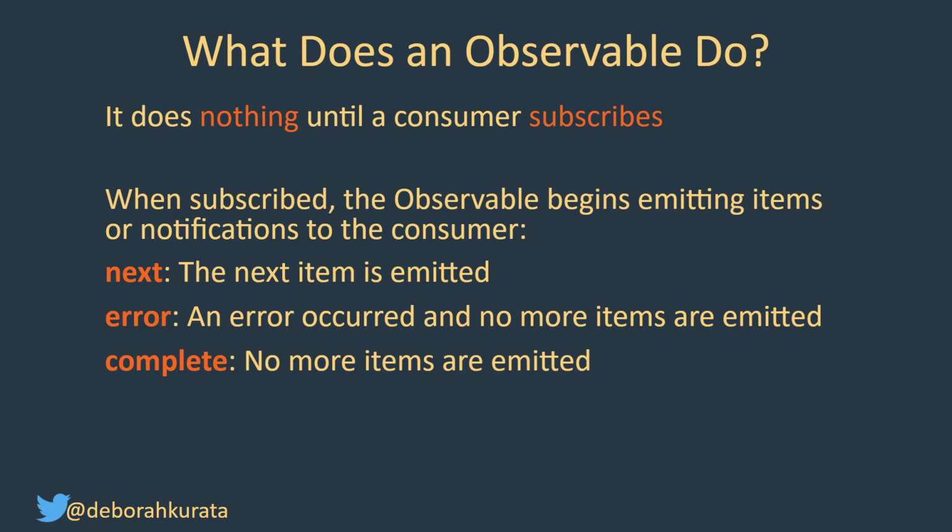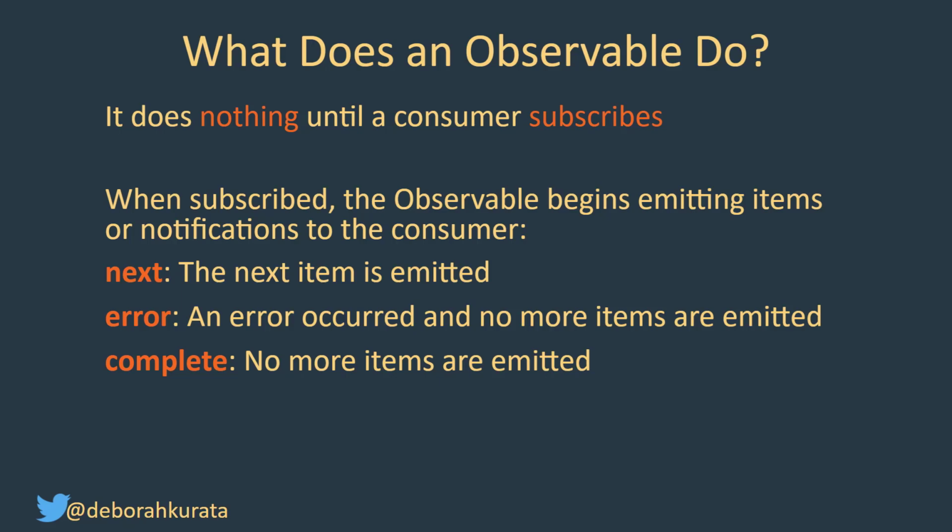Going back to our metaphor, next is like the next car drives up and the person at the window hands them the next bag of food. An error, you can think of as the cash register going down and they can't do any more transactions, so no more items are going to be emitted. And complete is the end of the day and they are shutting down and not taking any more orders. And those are the three notifications that you work with for observables.